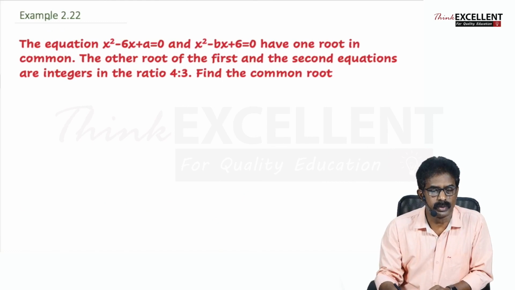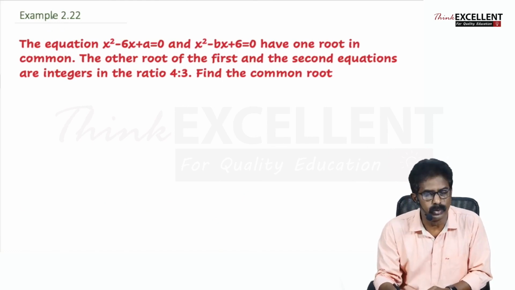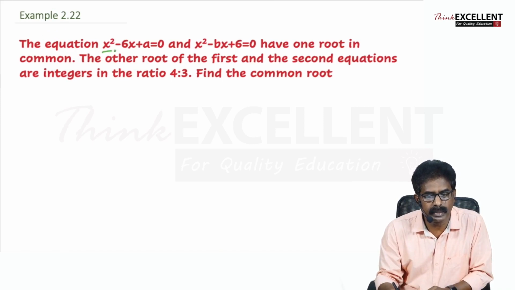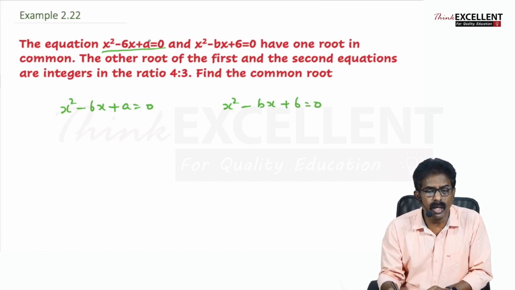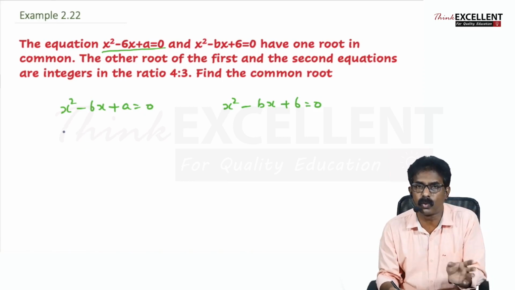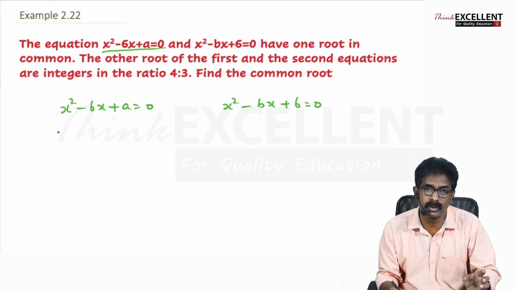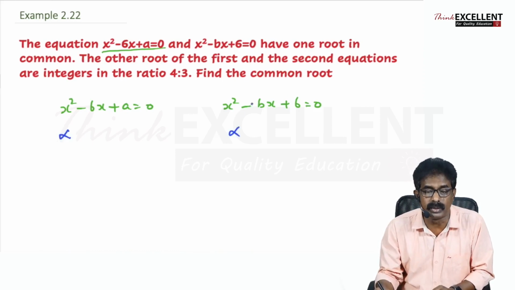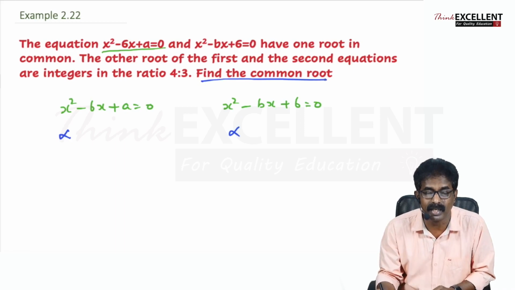Now let's see the next question. Example 2.22. The equation x square minus 6x plus a equal to 0 and x square minus bx plus 6 equal to 0 have one root in common. Already we did sums like this, right? One root in common, both quadratic equations. The first equation has two roots, the second has two roots. One root is common. I'm taking alpha as the common root. See the last line, what they asked: find the common root.